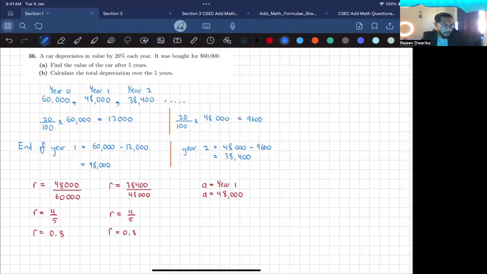Year one is the first term. Year two is the second term. Year three is the third term. Year four is the fourth term. So year five will be the fifth term, right? So we're trying to find the fifth term. What formula would I use to figure out the fifth term?